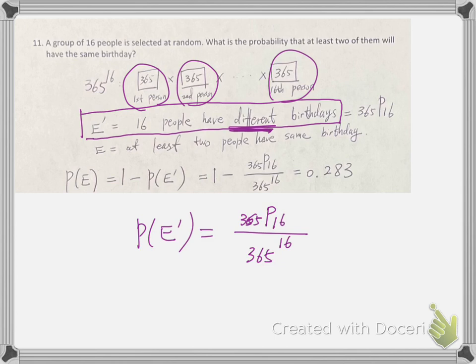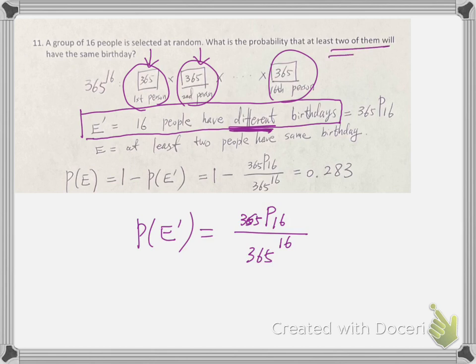It's a permutation, because a different order gives you different choices for the first person. The birthday will change if you switch the order. The first day you pick is for the first person, the second day you pick is for the second person. You cannot switch them. If you switch, their birthdays change. So it's a permutation, not a combination. This is the probability for different birthday.